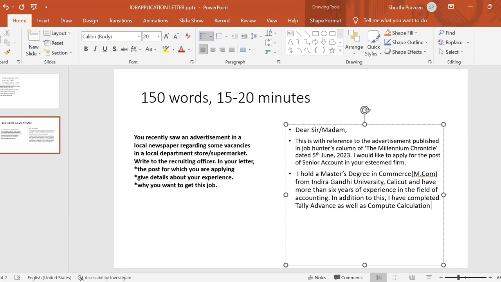Like you cannot write about public speaking when you're applying for the post of a senior accountant. You cannot write about your public speaking skills or your public speaking certificate course. You have to mention what is relevant here. So I'm talking about Tally Advance as well as compute calculation training, something to do with training and accounting, which is added to my proficiency. That's just like a selling point, also to increase the word count.